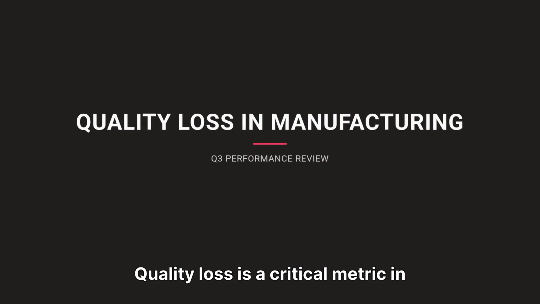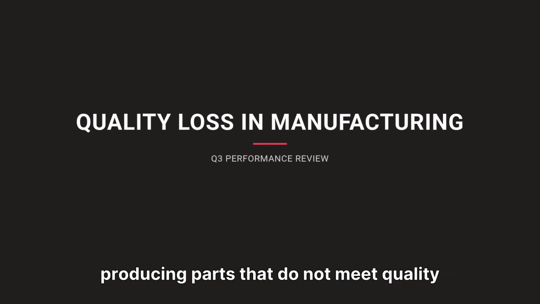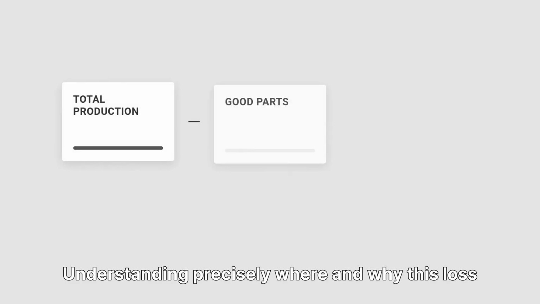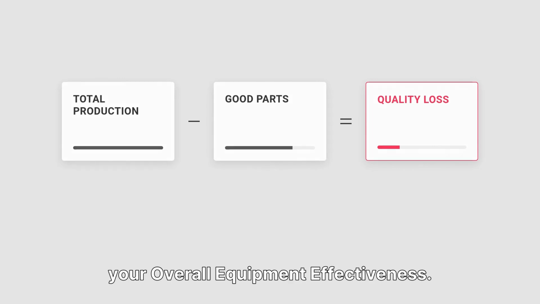Quality loss is a critical metric in manufacturing efficiency. It represents the time and resources wasted producing parts that do not meet quality standards. Understanding precisely where and why this loss occurs is the first step toward optimizing your overall equipment effectiveness.